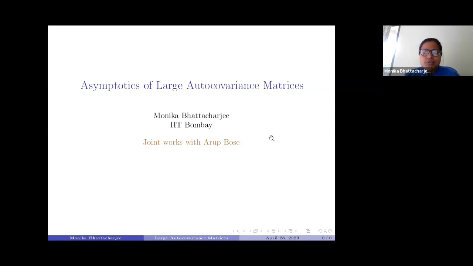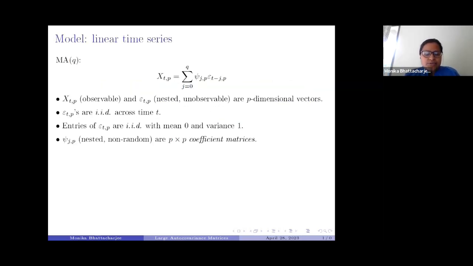Today we'll talk about high dimensional time series models and their asymptotics. This talk is based on joint work with my PhD supervisor, Professor Arup Bose, but most of it is not part of my doctoral thesis. It was done after that. So we'll start with a linear time series model.